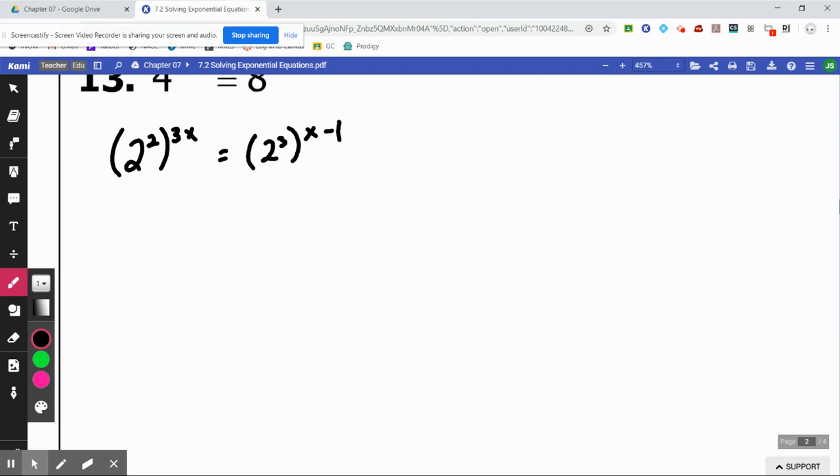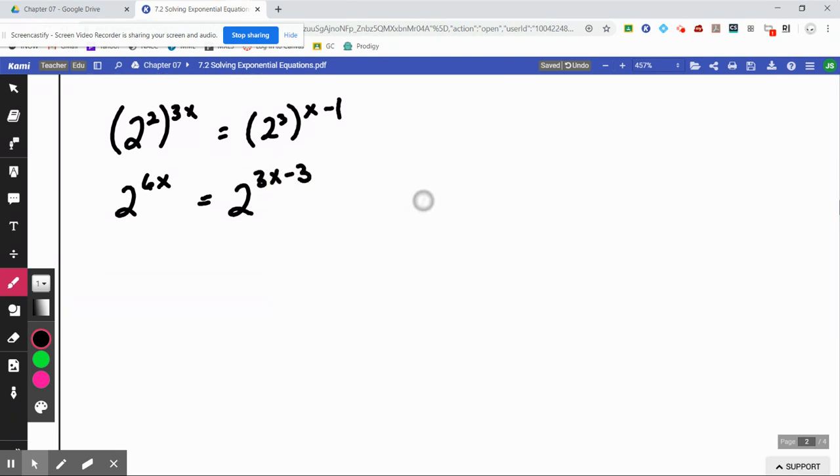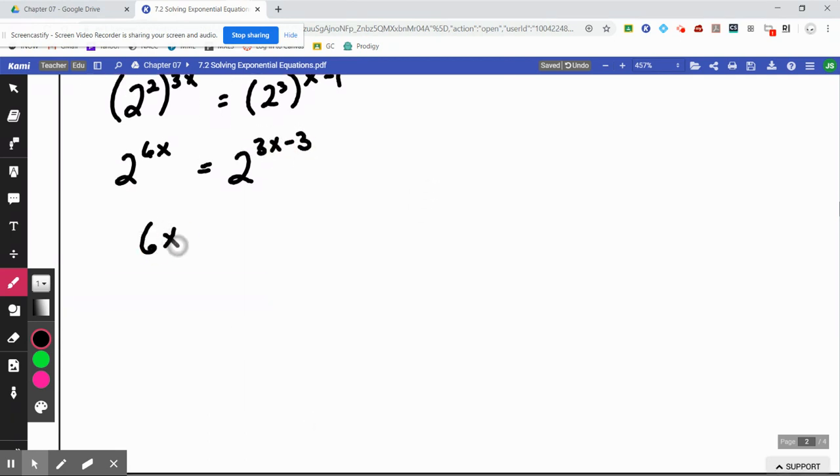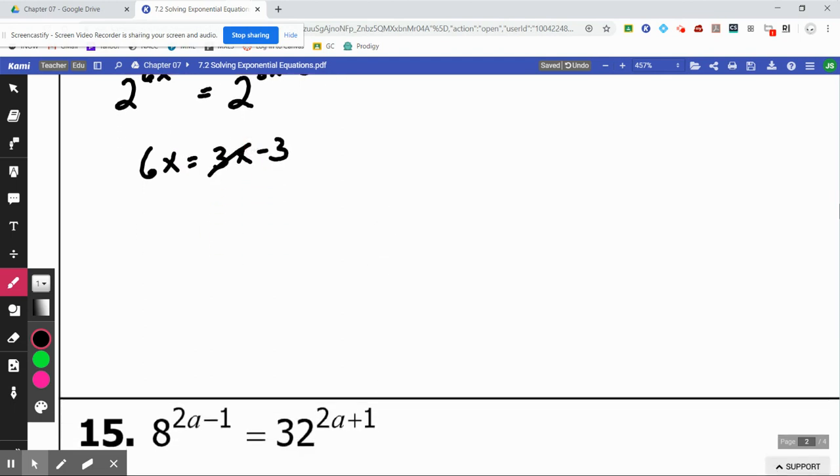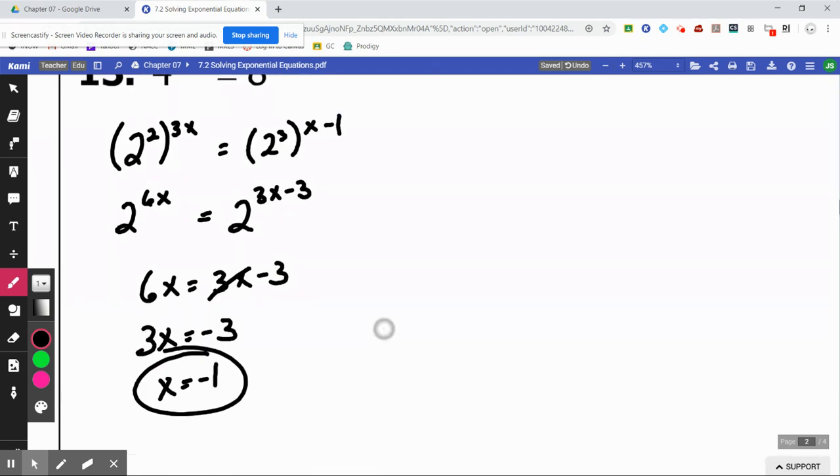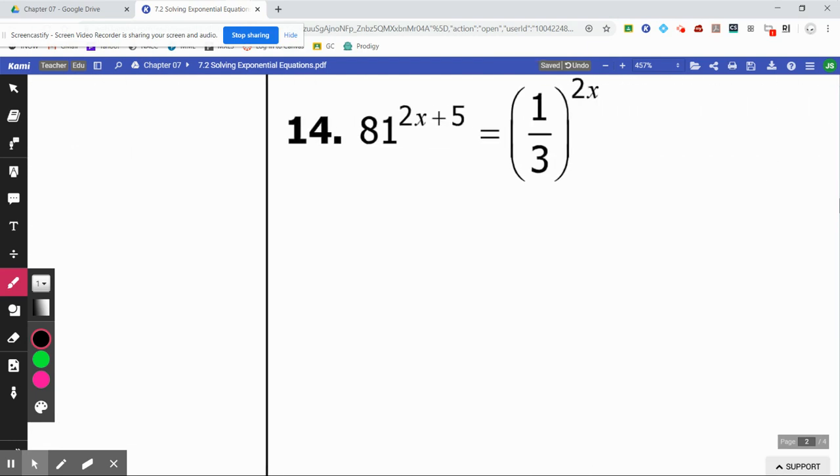To raise those powers to the other powers, you're going to multiply. 2 to the 6x is equal to 2 to the 3x minus 3. Now that the bases are the same, set your exponents equal to each other. Subtract your 3x and it gives you 3x is negative 3. Divide by 3 gives you x is negative 1. Number 14.